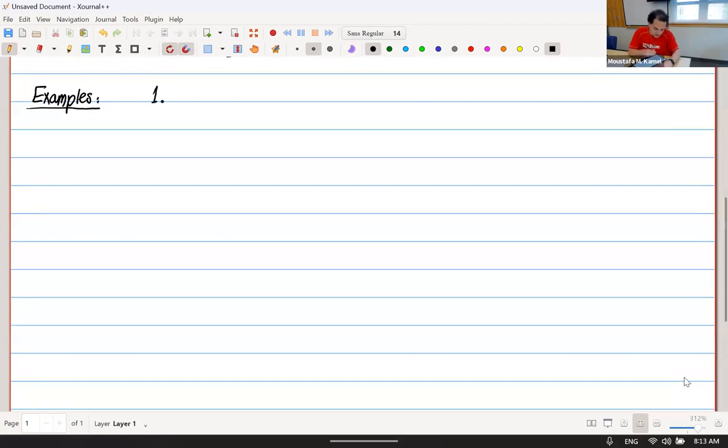So the first example will be no motion at all. The object is just sitting still, no motion. Okay. So let's say I'm sitting here. My position is some x0, initial position. So there is no acceleration, there is no velocity. And this is, let me be clear, velocity and acceleration at any moment in time is equal to 0.